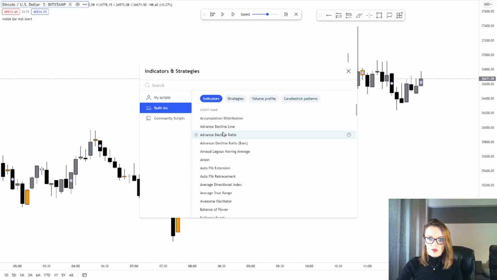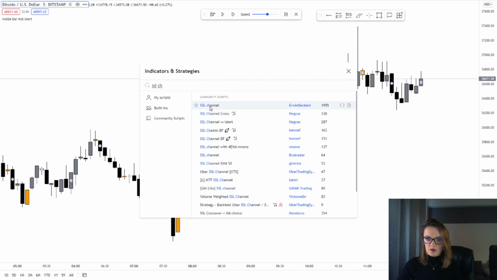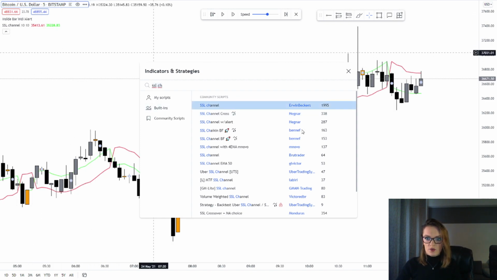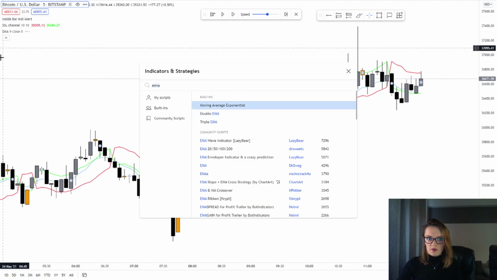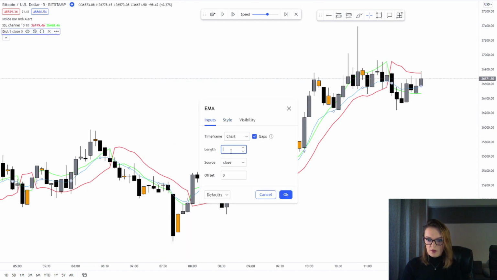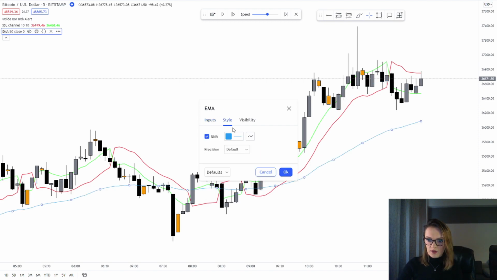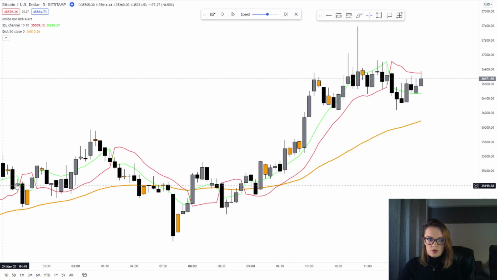First of all, we will need the SSL channel. It's this one, and also I will use for this strategy the 50 EMA. Let me put the inputs for the EMA because the length requested is the 50, and you can style it as you wish. The standard inputs for the SSL channel are 10, 10, so no changes here. That's how we will use this indicator.